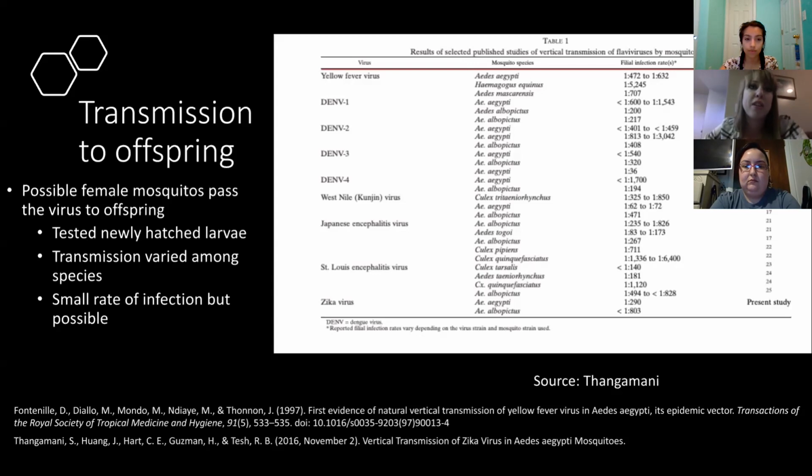Determining how the virus travels can prove beneficial in tracking where the virus will likely spread and maybe even one day help us develop a cure to treat it. And this is just a chart showing the ratio of the infected offspring. And next slide.